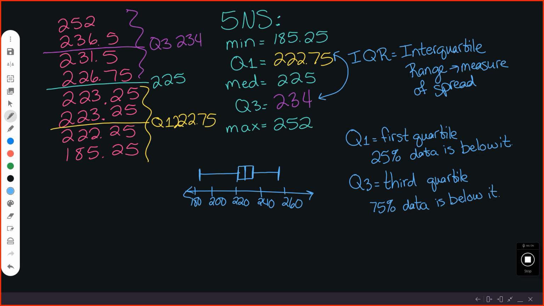But again, that's your 5-number summary. That's your box plot. It's a really good way to look at the data and get a picture of kind of how it's set up very quickly.